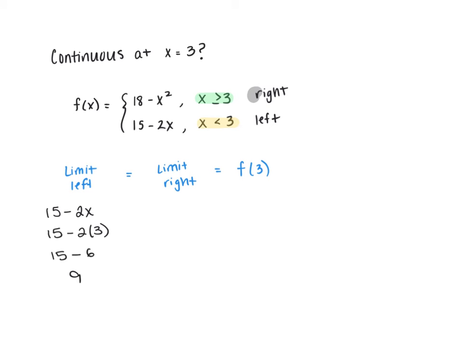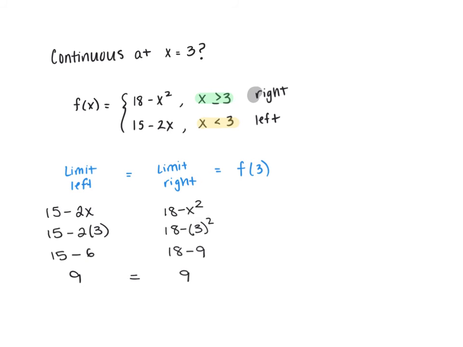So now if I want to find the limit from the right side of the graph, I'm going to plug into where it says x is greater than or equal to 3. So in this, 18 minus x squared. So now I'm going to plug in 3. So 18 minus 3 squared. 3 squared is 9. So 18 minus 9 is 9. So it looks like the first 2 are equal.